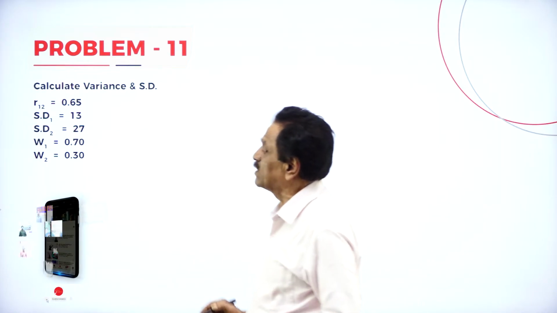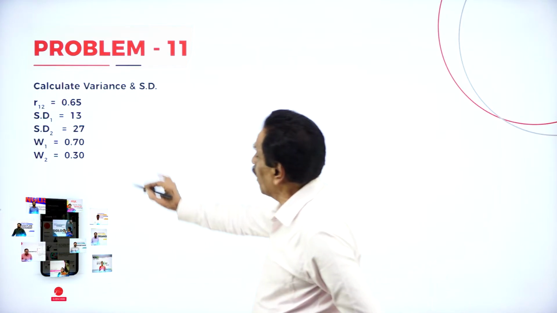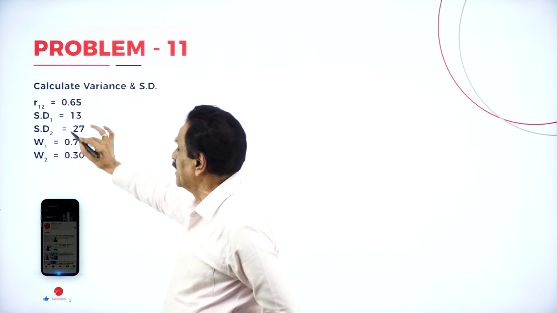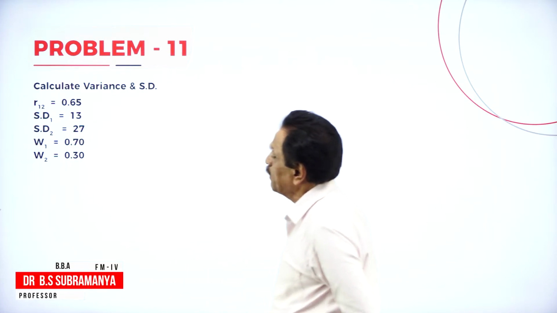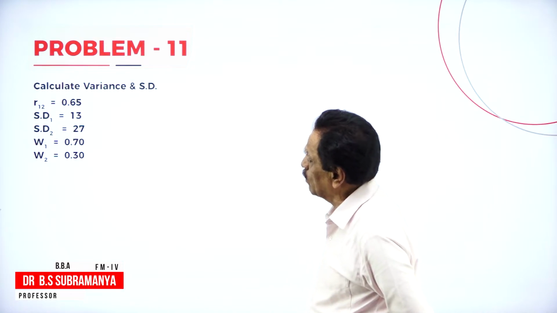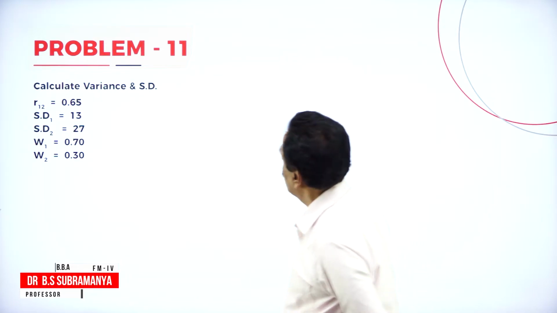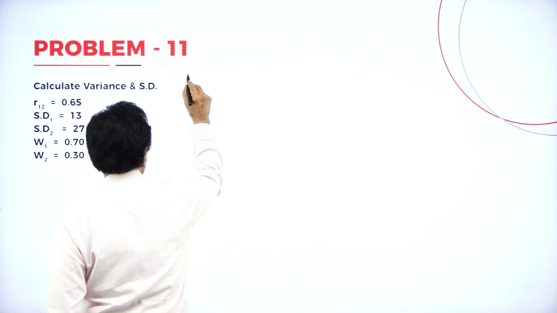Calculate variance and standard deviation if R is equal to 0.65, standard deviation 1 is 13, standard deviation 2 is 27, W1 is equal to 0.70, W2 is equal to 0.30. So variance is equal to standard deviation square.